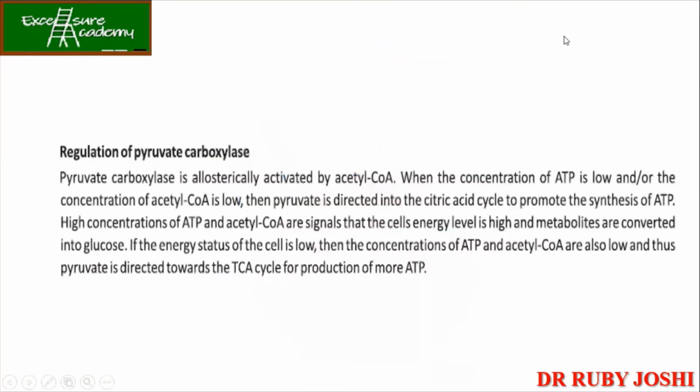Now, regulation of pyruvate carboxylase. Carboxylase is essentially activated by acetyl-CoA. When the concentration of ATP or acetyl-CoA is low, pyruvate is directed into the citric acid cycle to promote the synthesis of ATP. High concentrations of ATP and acetyl-CoA are signals that the cell energy level is high and metabolites are converted into glucose. If the energy status of the cell is low, the concentration of ATP and acetyl-CoA are low, and thus pyruvate is directed towards the TCA cycle for the production of more ATP.